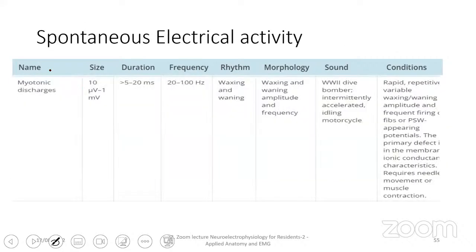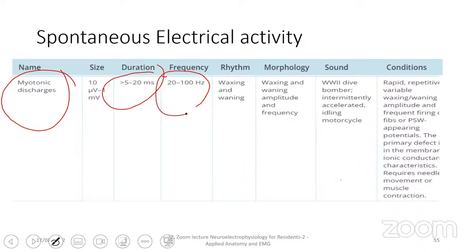spontaneous activity. Myotonic discharges are 10 microvolts to 1 millivolt, 10 to 100 hertz, waxing and waning, dive bomber type, with rapid, repetitive, variable, waxing and waning amplitudes, with frequent firing of fibs or positive sharp waves. The primary defect is in membrane ionic conduction characteristics, and it requires needle movement or muscle contraction to elicit this dive bomber sound, which is seen in myotonia congenita and myotonia atrophica.